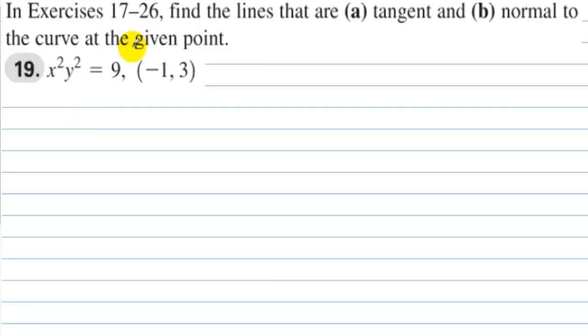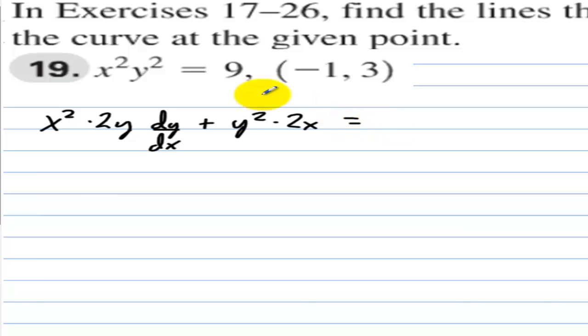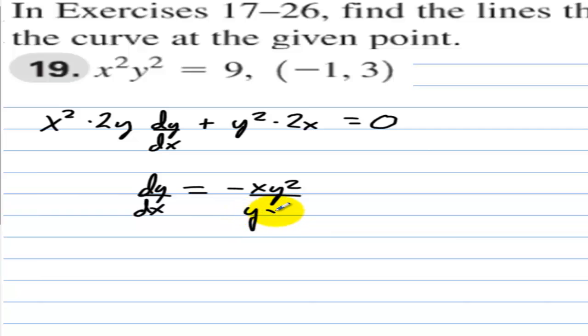In exercises 17 through 26, find the lines that are tangent and normal to the curve at the given point. On number 19, let's take the derivative. We have first times derivative of the second, which is 2y, and then the derivative of the inside function is dy/dx, plus second times derivative of the first, and that's equal to the derivative of 9, which is 0. Let's subtract 2xy squared over and divide by 2x squared y. We have dy/dx is equal to negative xy squared over yx squared.